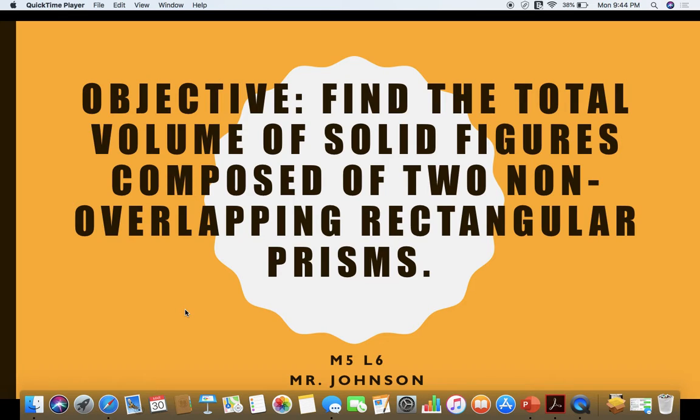Today's going to be a little complex. We're going to be finding the total volume of solid figures composed of two non-overlapping rectangular prisms. So I know that's a lot of words, but basically what we're going to be doing is finding the volume of two different figures stacked on top of each other of different shapes. All right. So we'll be finding the volume of two different figures, and then we will be combining them to find the total volume of those figures.